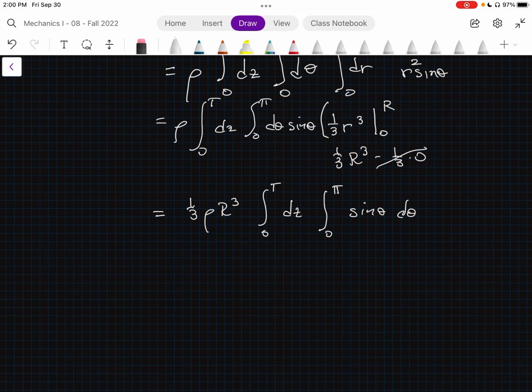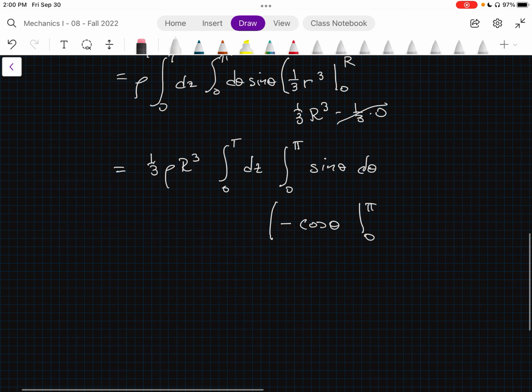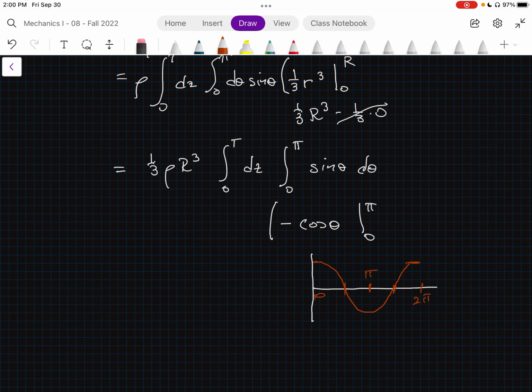The integral of sine theta is negative cosine, because if I took the derivative of cosine, I get negative sine. So I get negative cosine theta evaluated between 0 and pi. I always just sketch out what my cosine graph looks like. Cosine starts at 1, goes down to 0, goes to negative 1, and back up to 1. The important points are pi over 2, pi, 3 pi over 2, and 2 pi. So cosine of pi is negative 1.